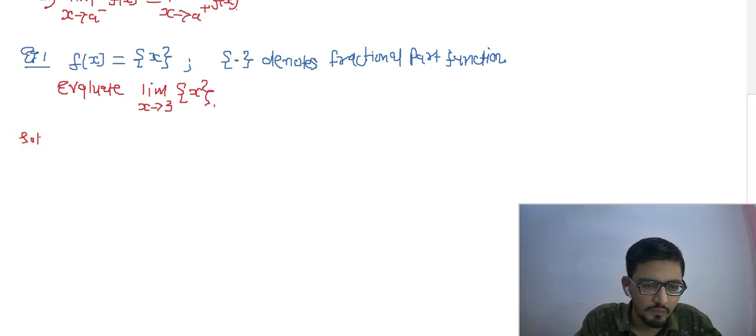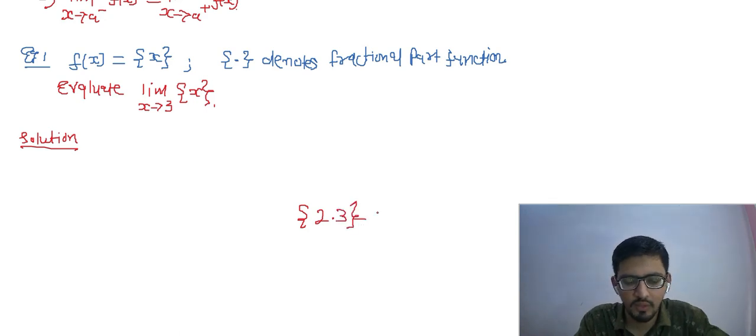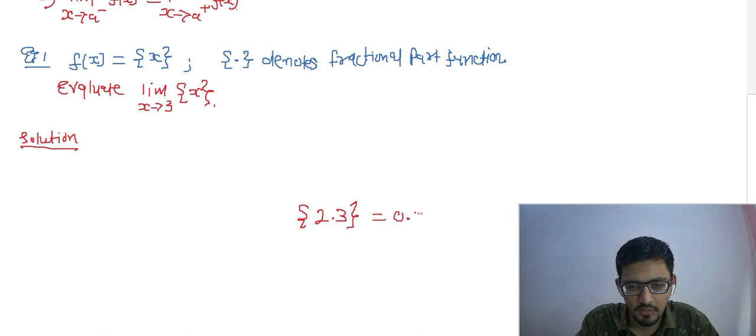So here, if I'm writing the solution for this, first of all you should know the functionality of the fractional part function. What will the fractional part function do? For example, if I'm writing the fractional part of 2.3, this will give me 0.3. If I'm writing negative 2.3, what is the fractional part of this? This will give me 0.7.